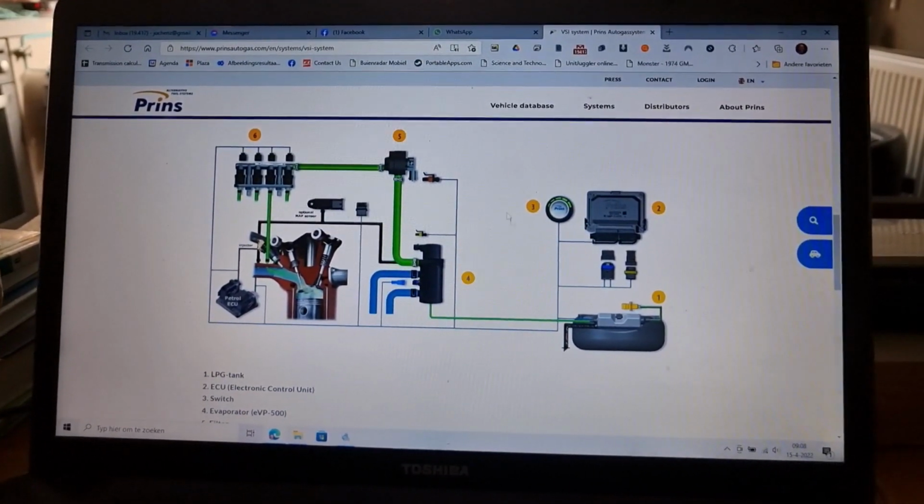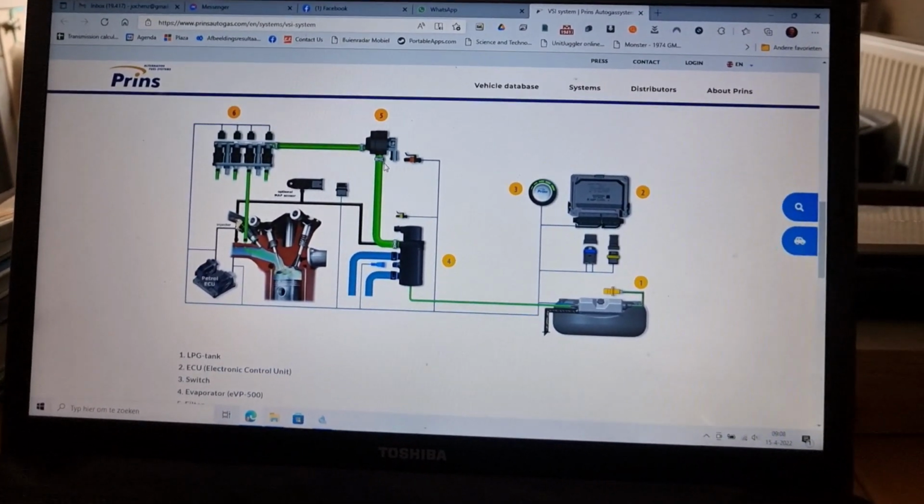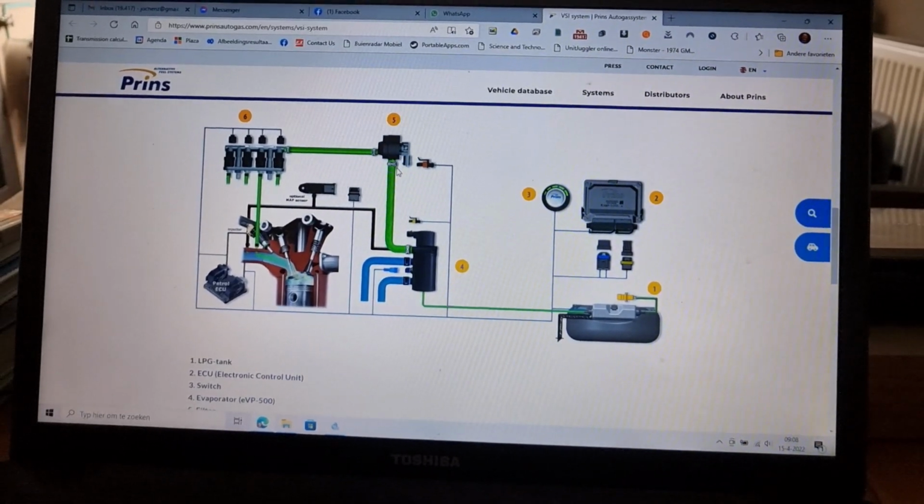And I don't use a Prince ECU, I use a MegaSquirt ECU to drive my system. It's, in my case, a standalone LPG injection system.